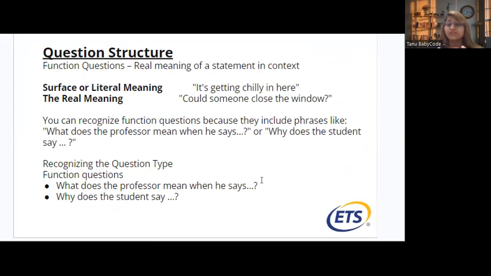You can recognize a function question because it includes phrases like, "What does the professor mean when he says this," or "Why does the student say this?" These are the two phrases by which you can easily recognize your question type and identify that these are function questions.